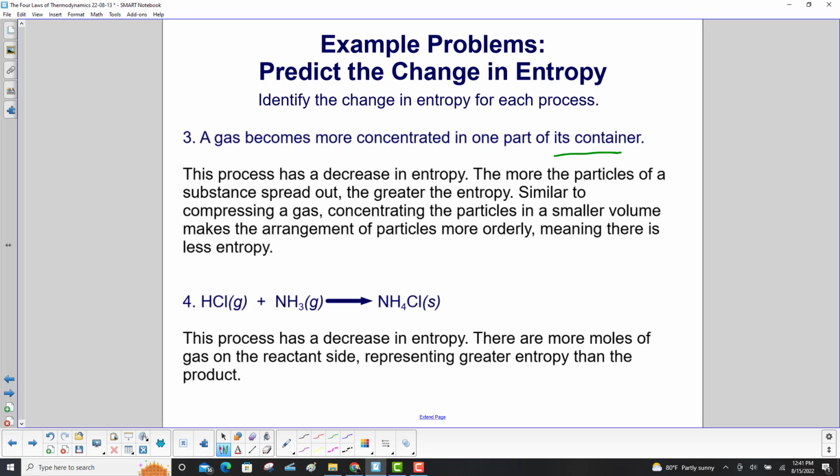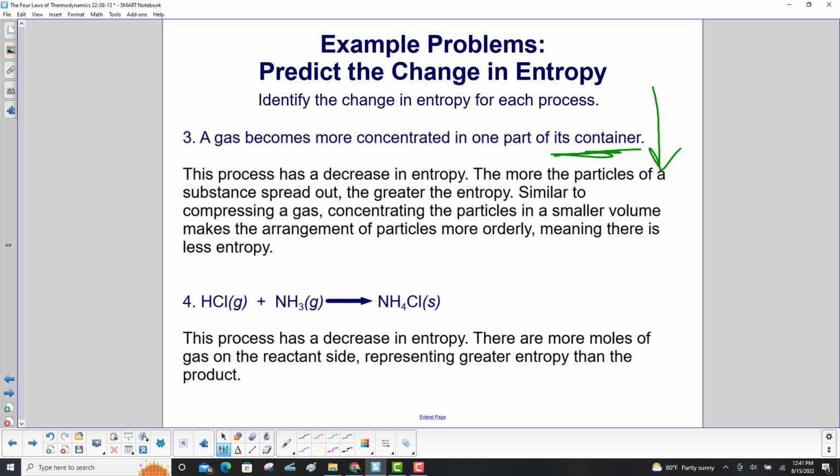For the gas concentrating, we have a decrease in entropy. The more the particles of a substance spread out, the greater the entropy. Similar to compressing a gas, concentrating the particles in a smaller volume makes the arrangement of particles more orderly, meaning there is less entropy. So entropy goes down.